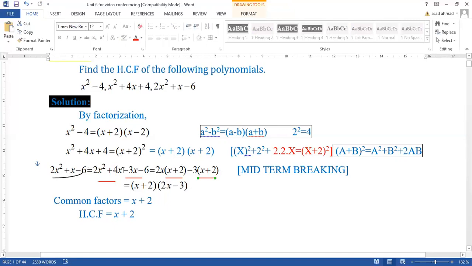And for factorization, I have explained that we will get these two factors. Now we have to see, among the three terms given in the question, which factors were common. x plus 2 was a factor in the first term, x plus 2 is a factor in the second term, and x plus 2 is also a factor of the third term. So that's why x plus 2 will become the HCF of all these three given terms. So the HCF, or highest common factor, will be x plus 2. So this is the first part, that is how we solve HCF by factorization.